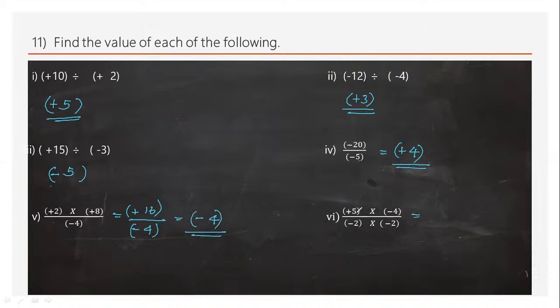Then over the line simplify. Plus 5 times minus 4 is minus 20 over the line. Minus times minus is plus, 2 times 2 is 4 below the line. Minus divided by plus, minus 20 divided by 4 is 5. Minus 5.